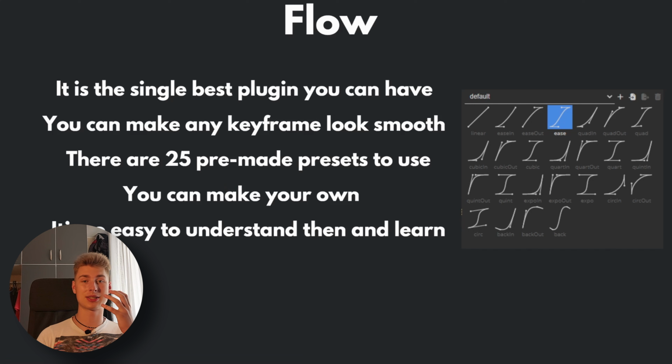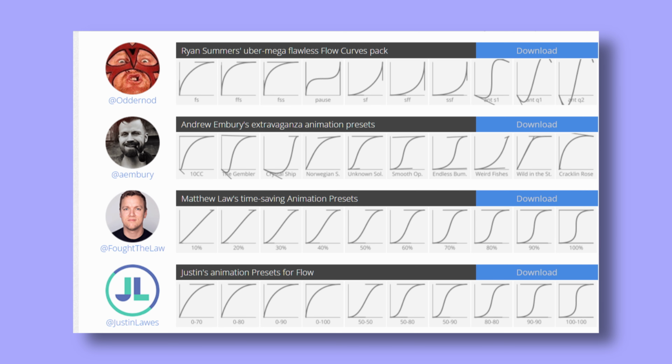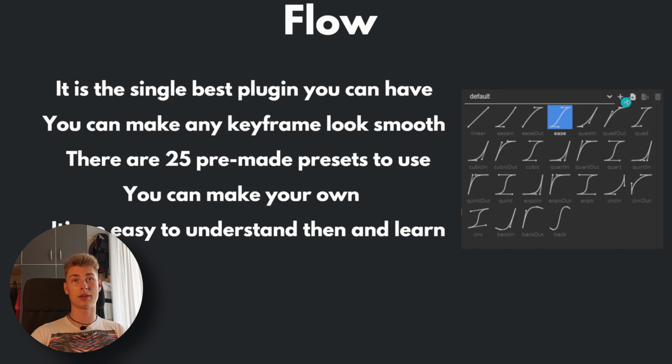The downside of this plugin is that it costs $35 or so, and I bought it. What this plugin does is let you make any keyframe look smooth, at a certain speed. There are 25 pre-made presets to use, and you can also download After Effects scripts from their website, like curves from random YouTubers, and import them with this button. The 25 pre-selected curves are the best ones that you're going to use 99% of the time.